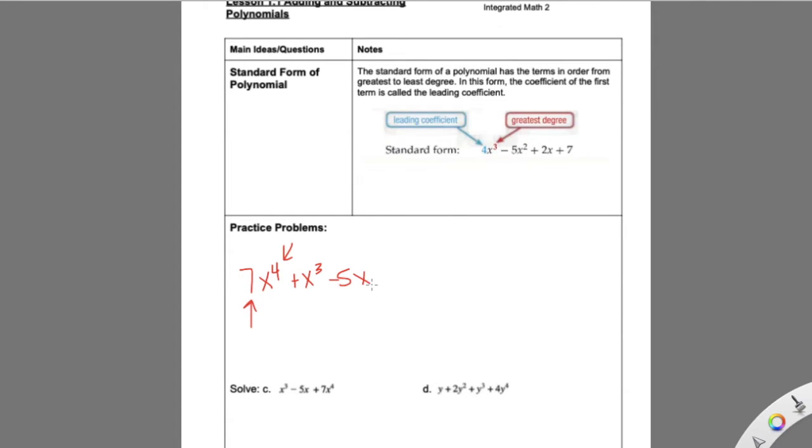This is just a practice for the next couple of steps, also for the next couple of pages, because it's important that they're in order so that they line up correctly when we go to combine them with other polynomials. All right, so let's go ahead and practice this one. So we have y plus 2y squared plus y cubed plus 4y to the fourth power.